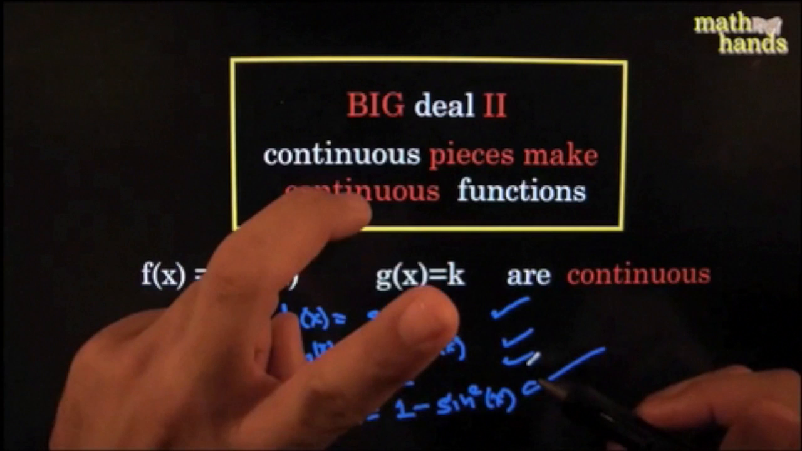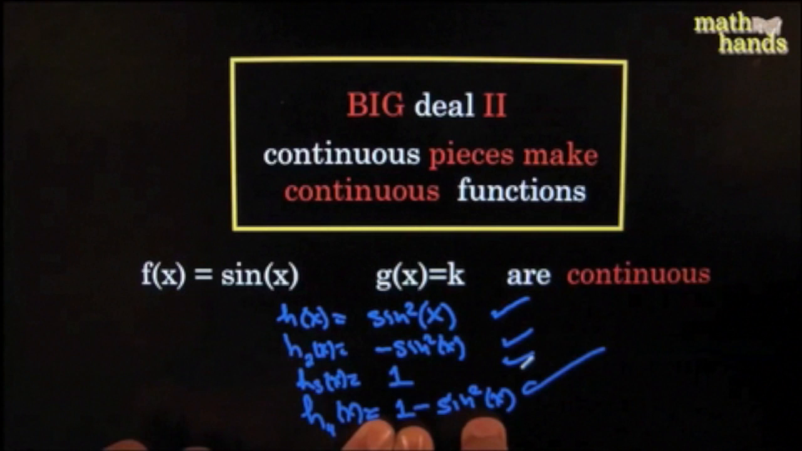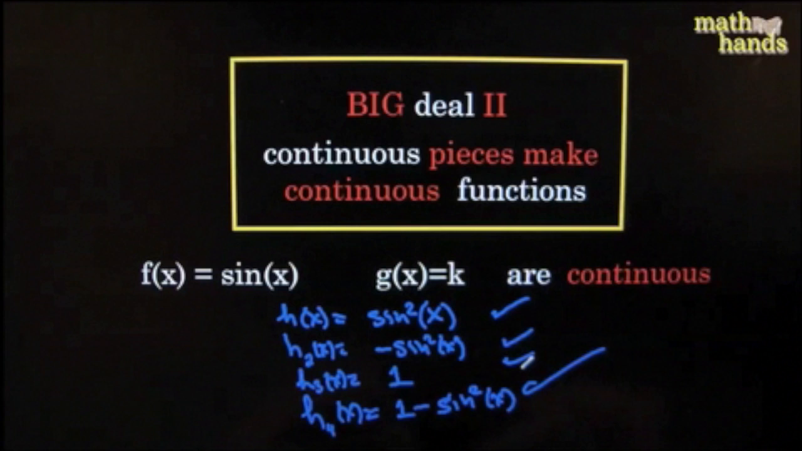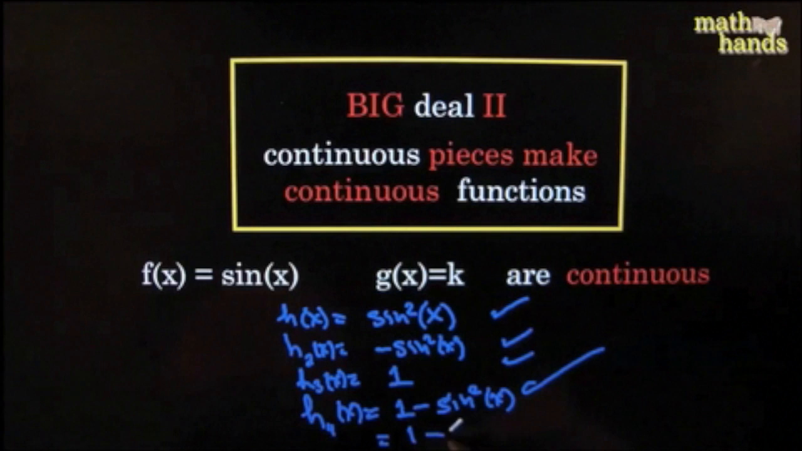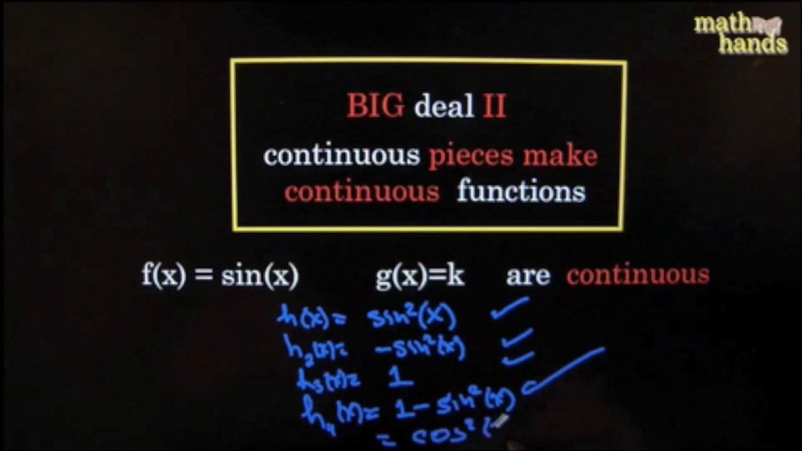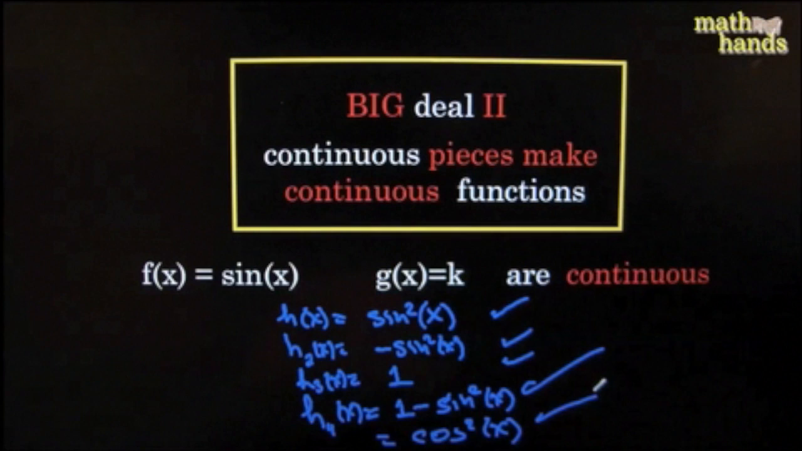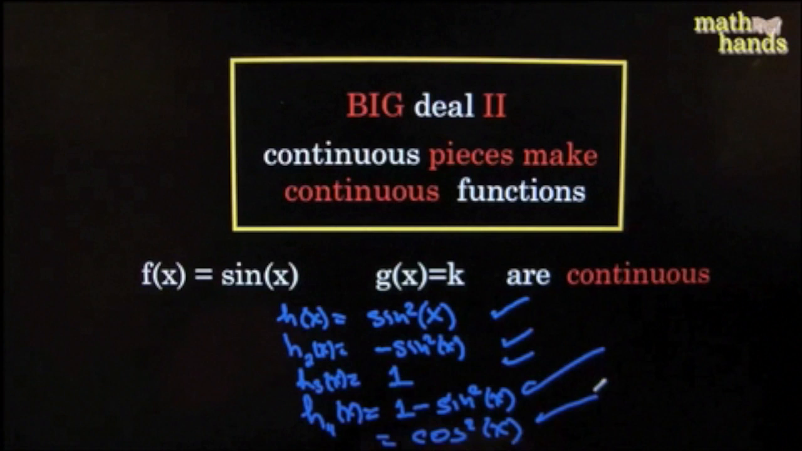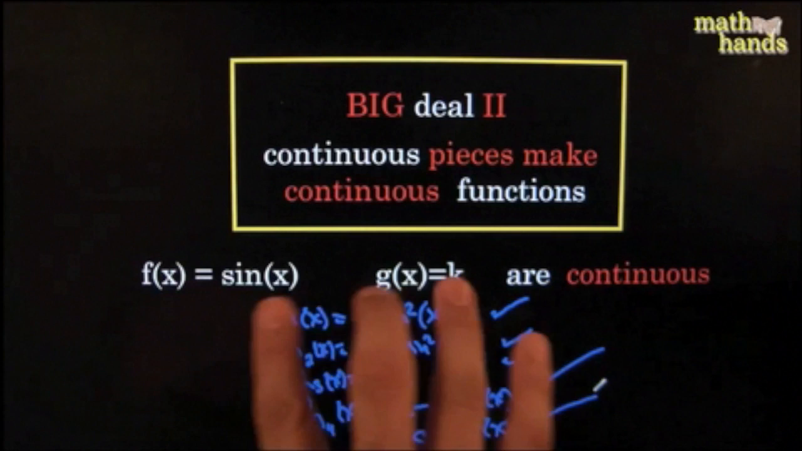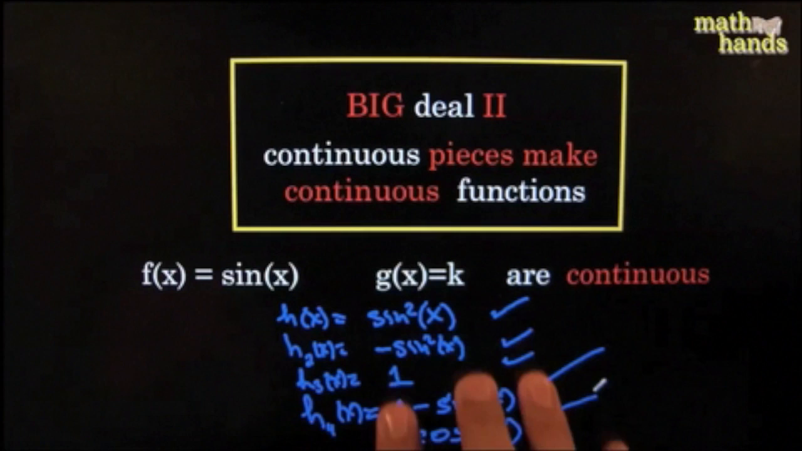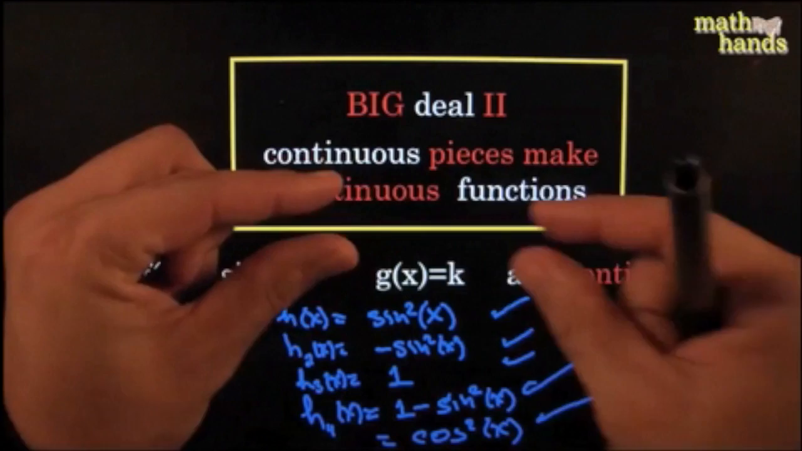But wait, there's more. Isn't this something famous? 1 minus sine squared of x? Haven't you seen that before somewhere? We have a perfect identity that says you can always exchange that for a cosine of x squared. And so you've just proven that cosine squared x is continuous everywhere. Okay, just like that. Then if you tweak it just a little bit more, you could probably prove by using some identities that cosine of x is continuous everywhere. And so by mixing and matching, you can prove a lot of other things by continuity. And that's why I think this belongs in the list of big deals for continuous functions. Little continuous pieces added or multiplied together give you another continuous function.